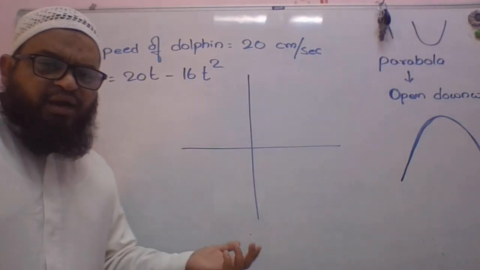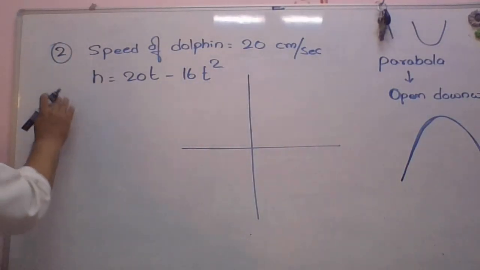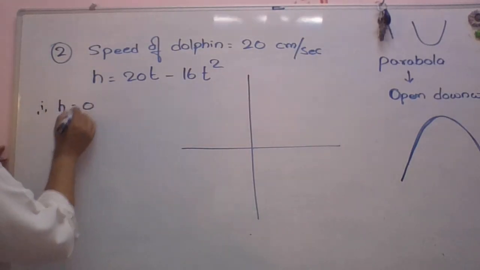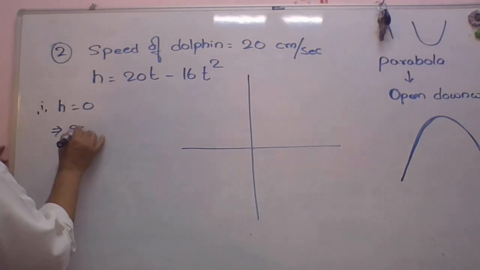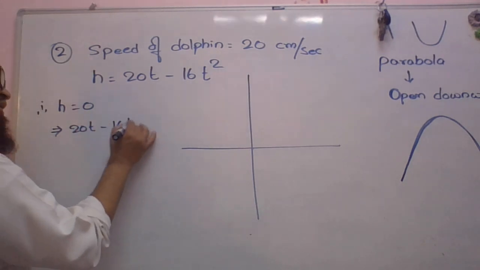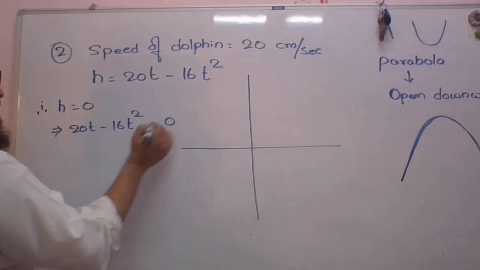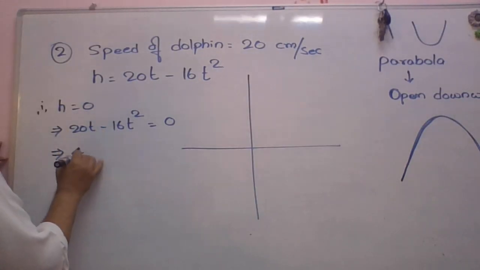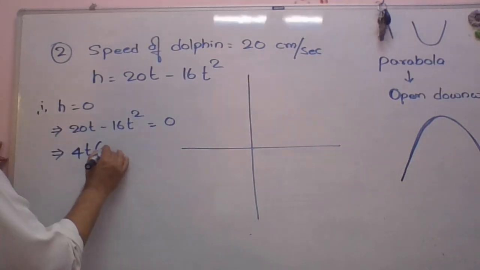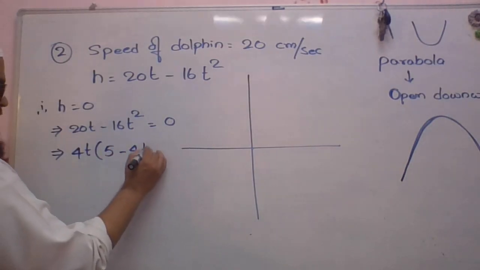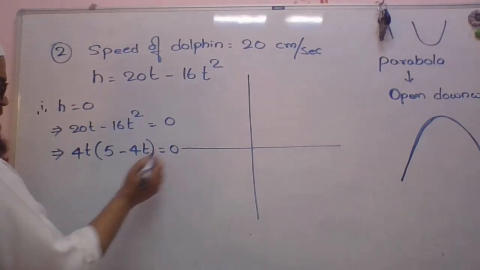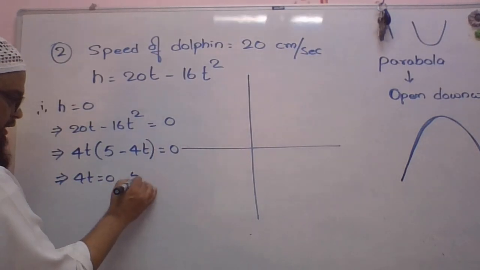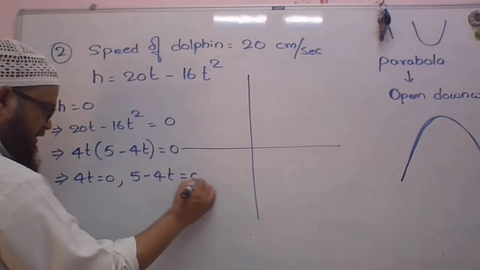Now find the zeros of the given polynomial. In order to find zeros, what we have to do? Put p of t equal to 0. That implies 20t minus 16t square is equal to 0. Let us take common. What is common here? 4t, I believe. If I take 4t common, it is 5 minus 4t. So that is equal to 0. So that implies 4t is equal to 0 or 5 minus 4t is equal to 0.